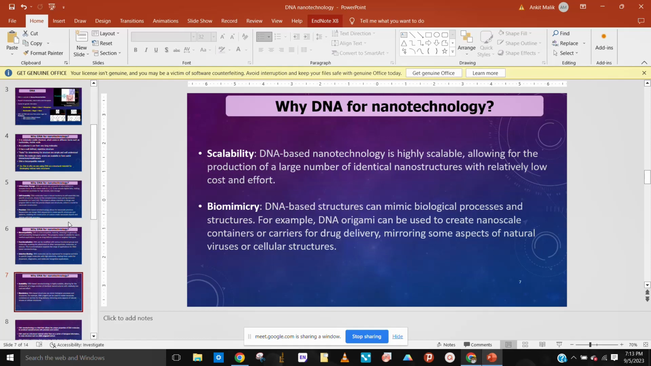Scalability. DNA-based nanotechnology is highly scalable, allowing for the production of a large number of identical nanostructures with relatively low cost and effort. Then biomimicry. DNA-based structures can mimic biological processes and structures, for example, DNA origami. I'll tell this in detail about DNA origami. DNA origami can be used to create nanoscale containers or carriers for drug delivery, mirroring some aspects of natural viruses or cellular structures.